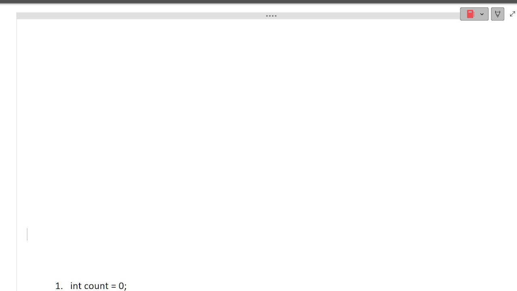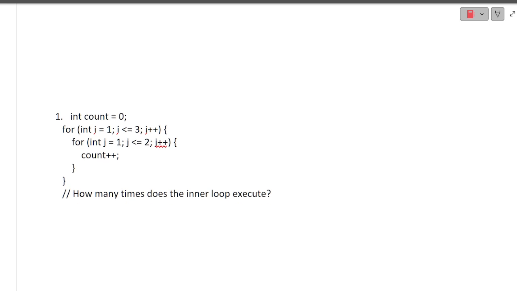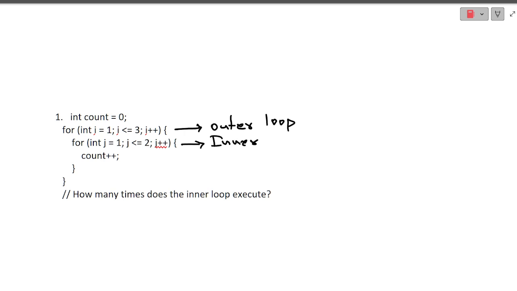Now let's see. This is question number one. Okay, is question number one visible to all of you? So what is the first approach that you need to take whenever these questions are asked? The easiest way is to first find out which is my outer loop and which is my inner loop. In this case, this is my outer loop, and this is my inner loop. This is the first thing that you need to figure out.